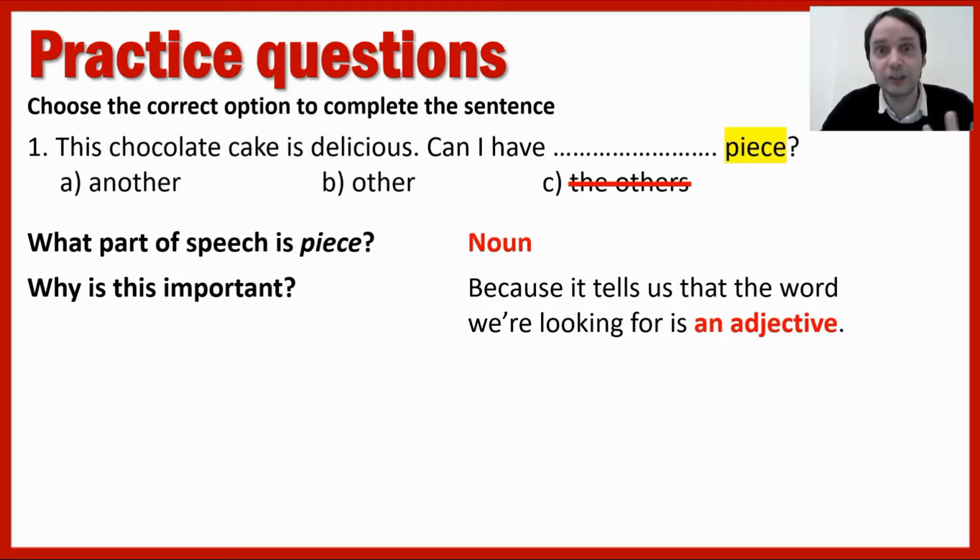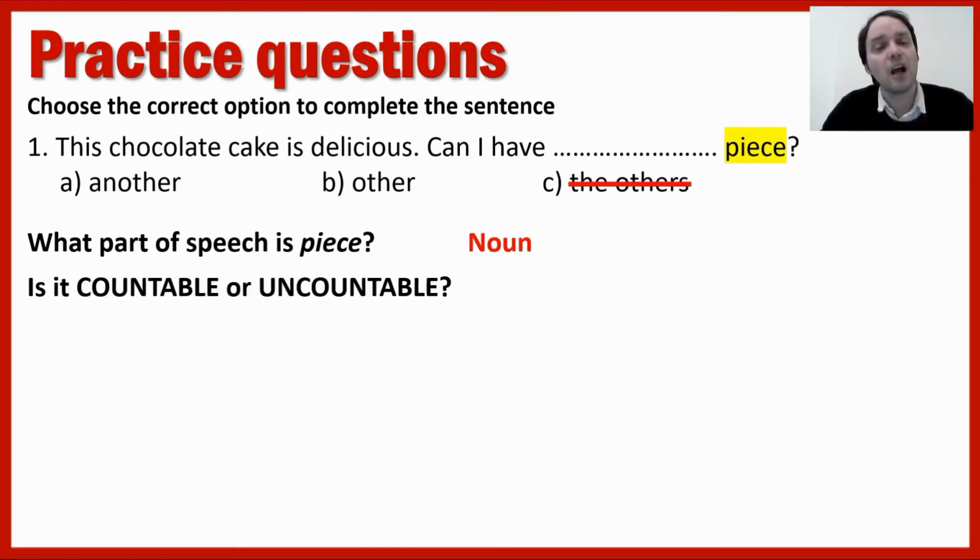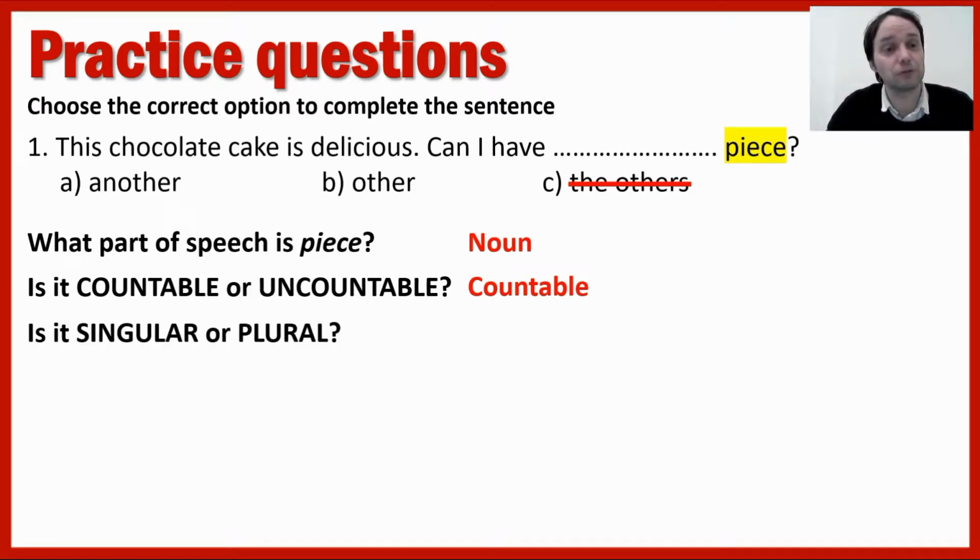Okay, so continuing to look at piece. Okay, so it's a noun. Cool, very good. Is it countable or uncountable? Again, can we put S on the end? And the answer is it's countable. 1 piece, 2 pieces, 3 pieces, 4 pieces. This is no problem. So it's a countable noun. And if it's a countable noun, the next automatic question really is it singular or plural?